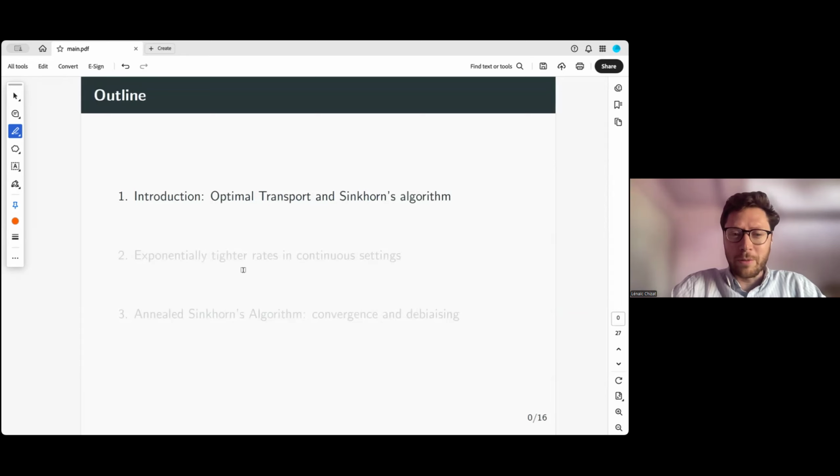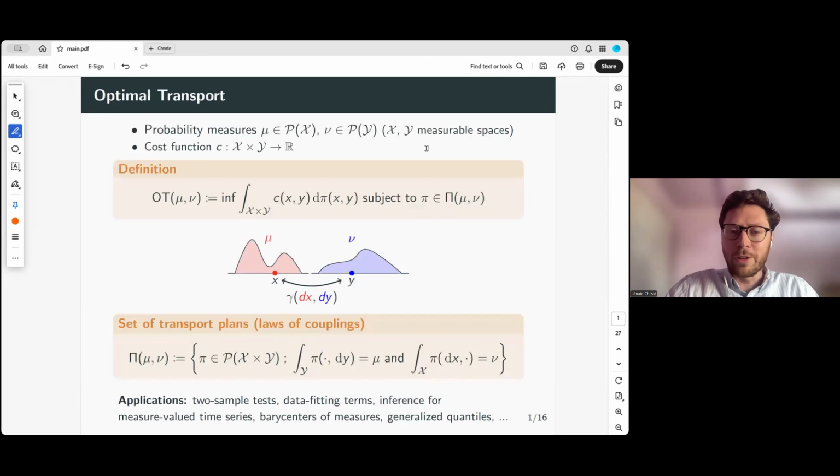The first one is about tighter convergence rates under some assumptions for Sinkhorn's algorithm. And the third part will be about the annealed Sinkhorn algorithm, which is also known as the epsilon scaling technique, for which I will provide some theoretical analysis. So let me start with the introduction. As I was saying before, do not hesitate to interrupt me if there is some object which is not clear.